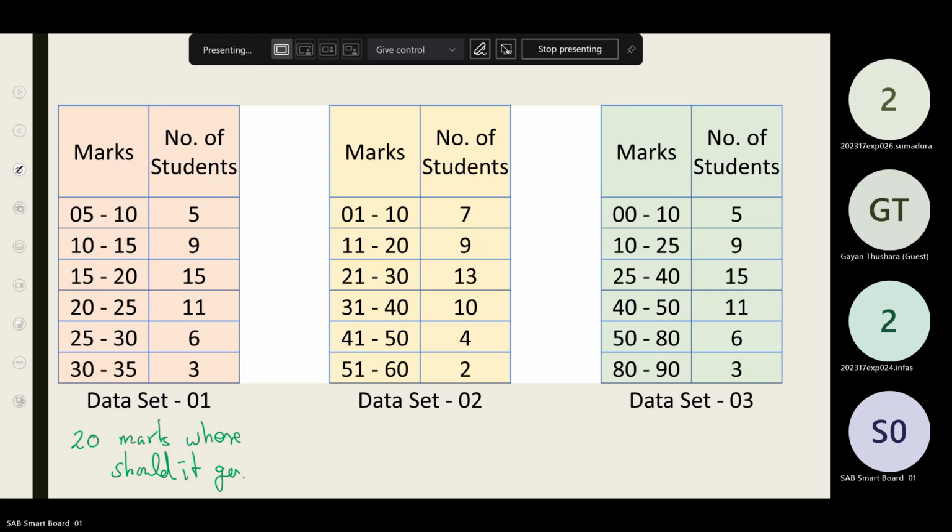Apart from that, other than width, one is 0 to 10, other one is 10 to 25, so the gap is 15. Sorry, the gap is 10, first fifth, gap is 20, 15, first gap is 10. So the gaps are not the same. So gaps we have issue. So borders we have issue. Border issue is there. Gap issue is there. Then what about this one? This one you feel correct? I feel correct. Okay, so this is correct.